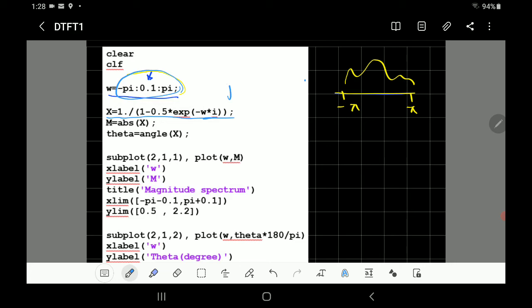Remember again, when you do the division, I put the dot before. You know why now? You have to use the dot all the time when you have vectors.